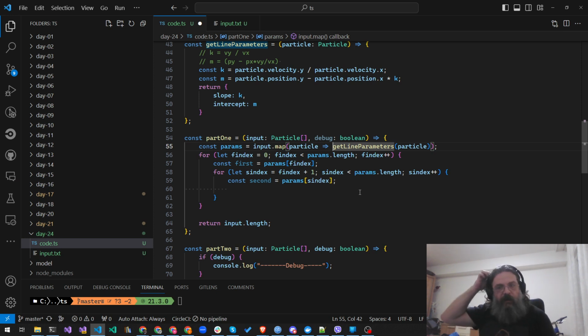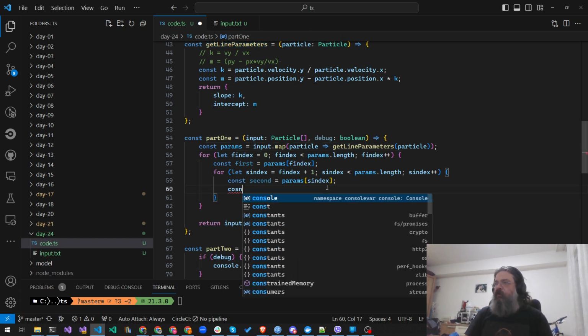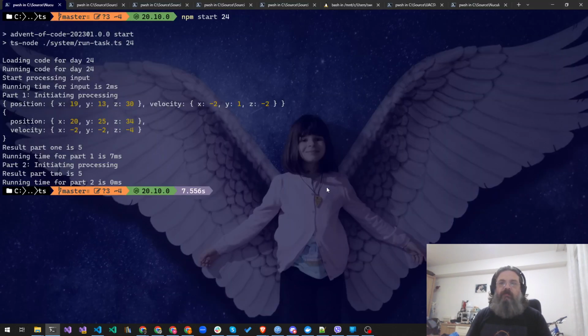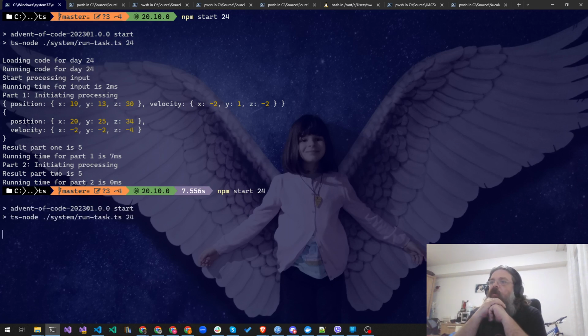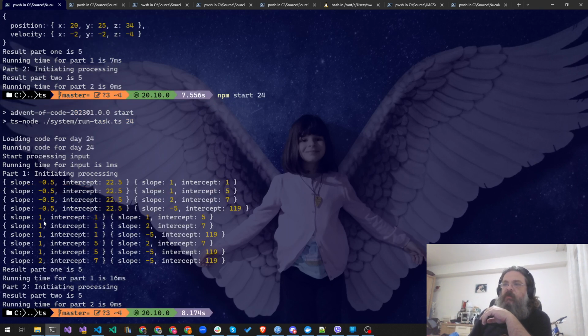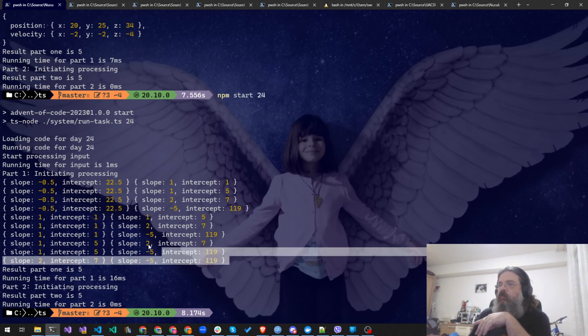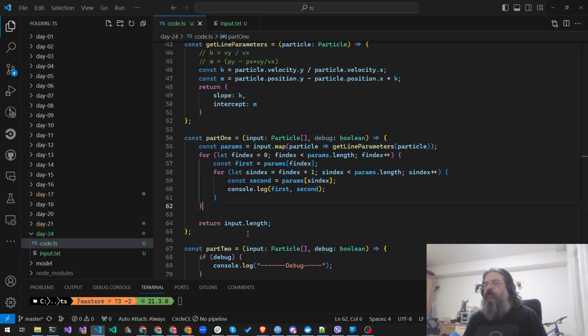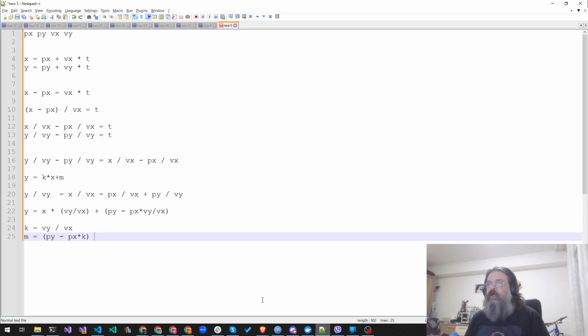We will need to take the time into consideration as well. Anyway, just say console log first and second. So just so we see that we're going in the right direction, we should get 10 comparisons. 4 for the first one, 3, then 2, then 1. So those are the 10 things that we want. We have the slopes, we have the things, and it seems that we have relatively nice numbers, so to say.